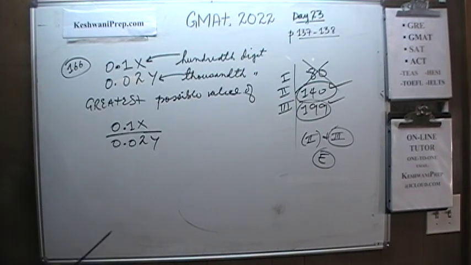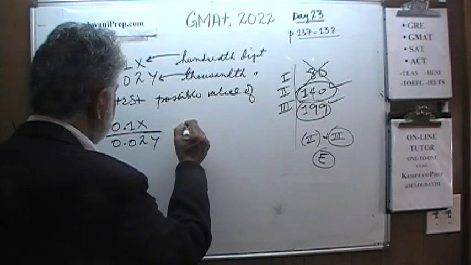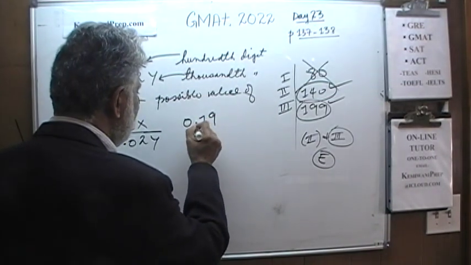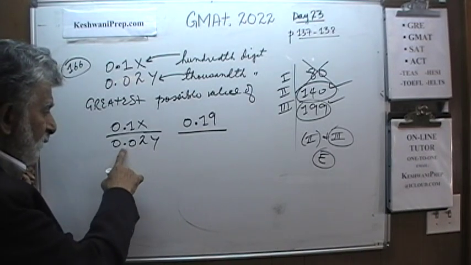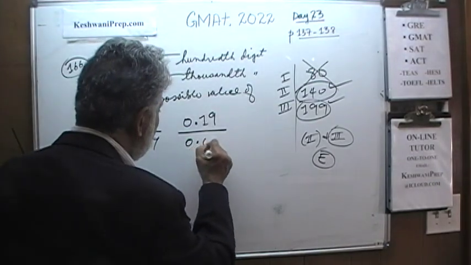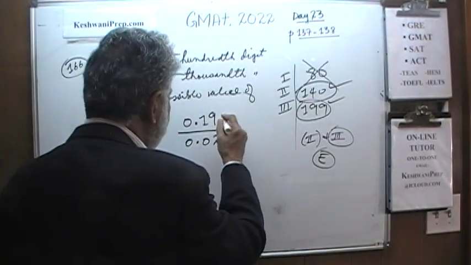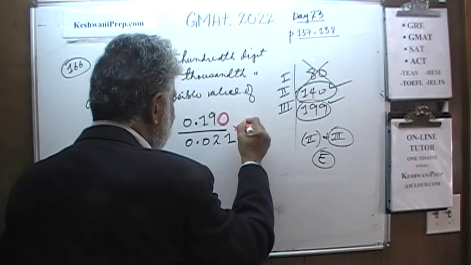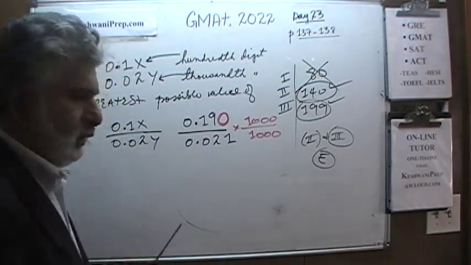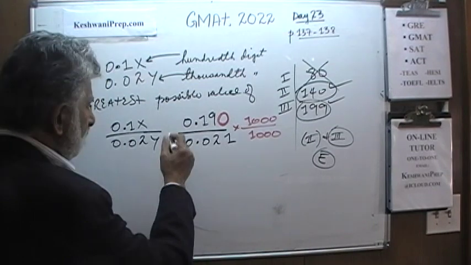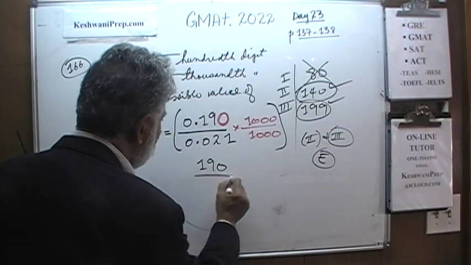That will maximize this value. The largest value that x can assume, because x represents the hundredth digit, is 9. So 0.19. This is as large as we can get. The smallest value that y can assume cannot be 0, because if it were 0, it would just be 0.02. The smallest value it can assume is 0.021. To line up the digits, I'm going to insert a 0 here. And now let's multiply top and bottom by 1000. And when we do that, this quantity boils down to 190 over 21.